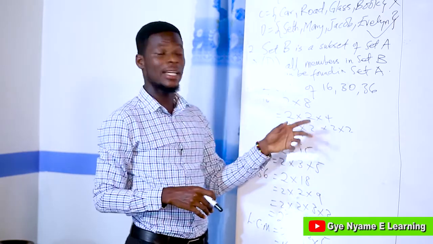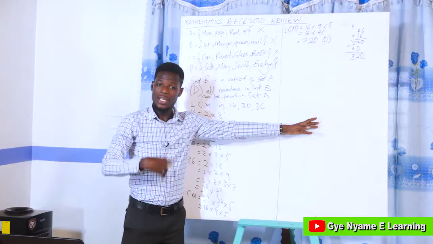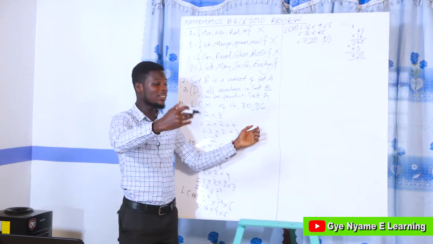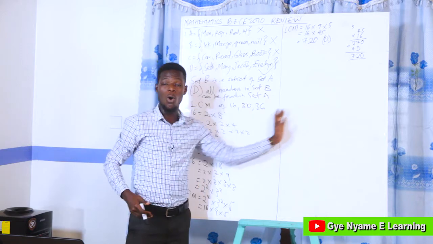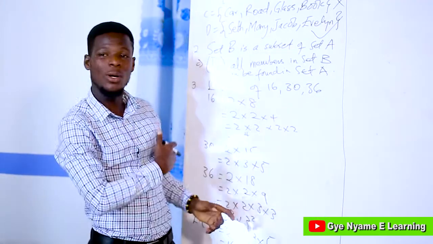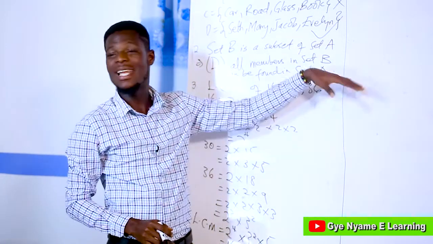If you want to use the multiples method, you have to find multiples of 16. So in common language, 16 times 1, 16 times 2, 16 times 3, you list all. You come to 30, list all the multiples of 30. You come to 36, list all the multiples of 36. Then you select the common multiples, then you find the least.